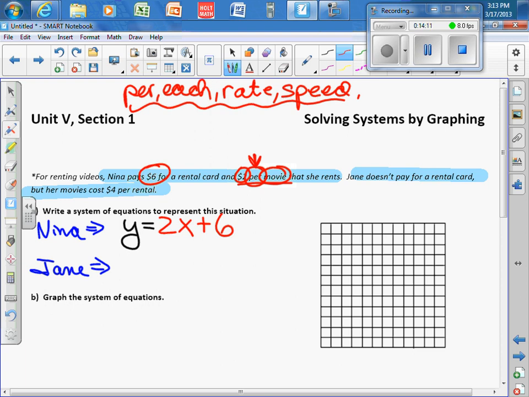On the other hand, Jane doesn't pay for her rental card, but hers are $4 per movie. So that means hers is y is equal to $4 times every movie. Now she doesn't pay for the card, so it's actually plus 0, but we wouldn't write that, correct? And that is the y-intercept though.